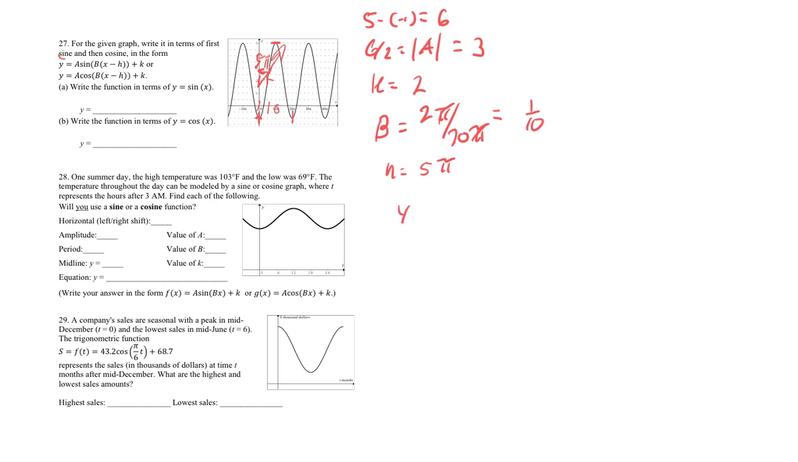So now we should have enough information to say y is equal to the amplitude being 3, sine of our B value of 1/10, x minus our horizontal shift of 5 pi, close that all up, plus our vertical shift of 2.